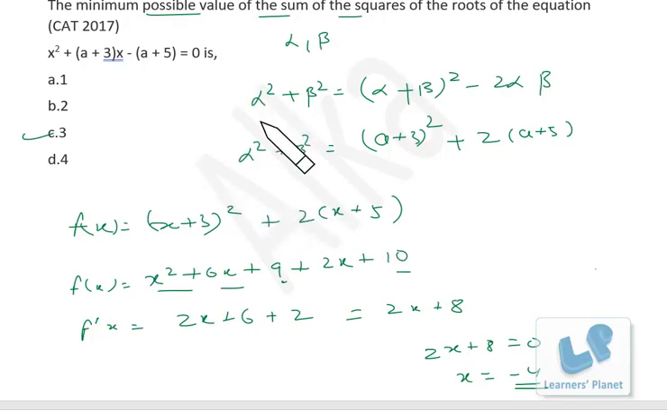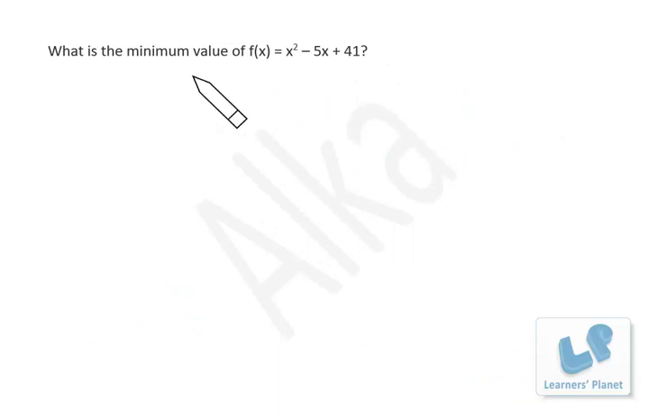So this is how we use the calculus method to find out the minimum or maximum value of any expression. Now similarly, suppose we have to find out the minimum value of this expression, that is x square minus 5x plus 41. So what you have to do? 2x minus 5, that is f dash x, this much only you have to write. So that is actually 0. So x is equal to 5 by 2.